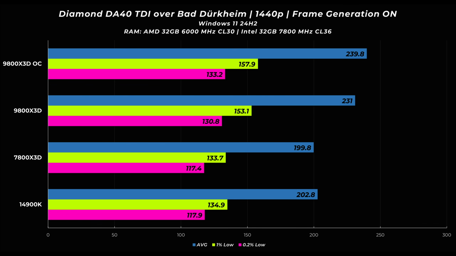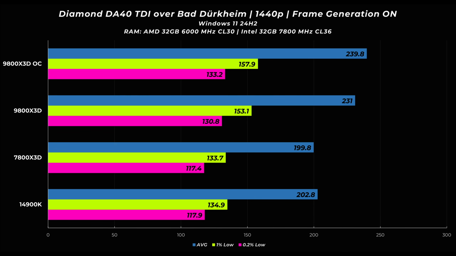And if we turn frame generation on, again very similar to the scenario over New York, basically double the FPS, with the OC 9800X3D at nearly 240 FPS on average compared to the 7800X3D at around 200. And also 1% lows, 0.2% lows, significantly higher. This is typically the number that's interesting because in the end, whether you have 240 FPS or 200 FPS, you won't be able to tell the difference.